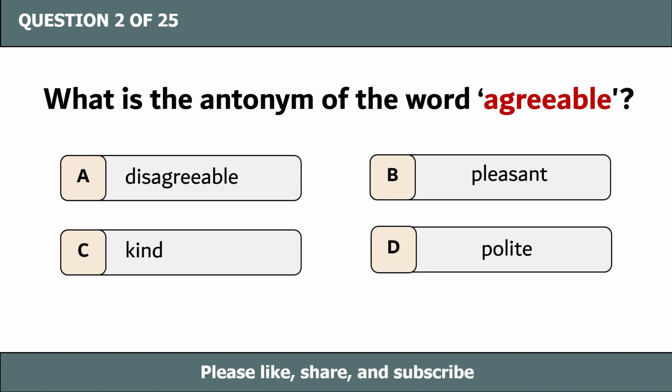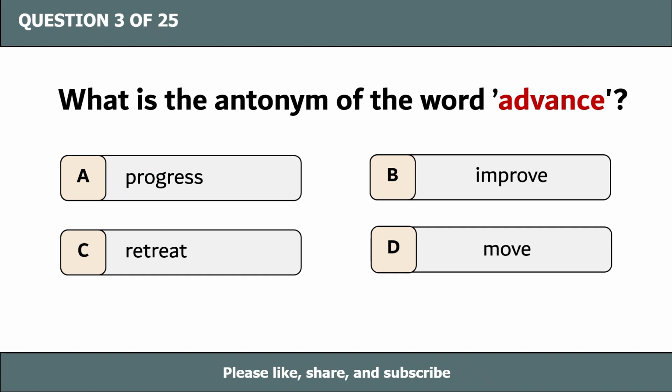Question 2. What is the antonym of the word agreeable? The correct option is A. Disagreeable. Question 3. What is the antonym of the word advance? The correct option is C. Retreat.